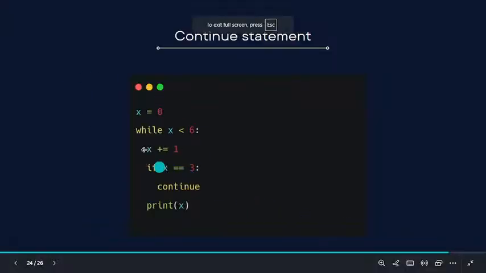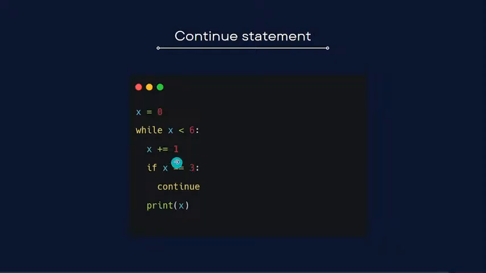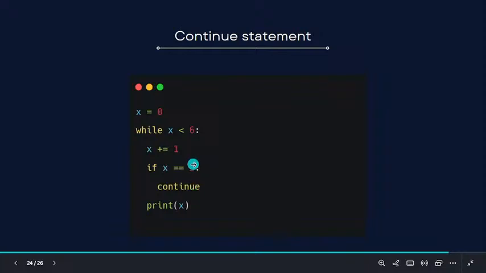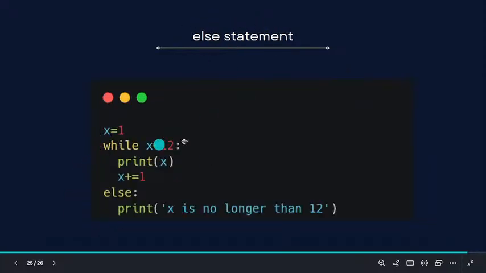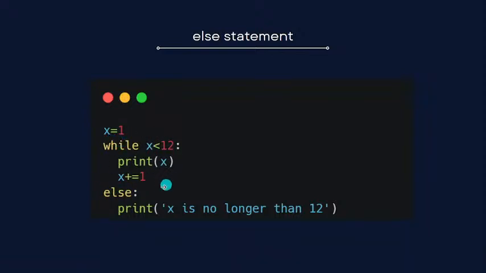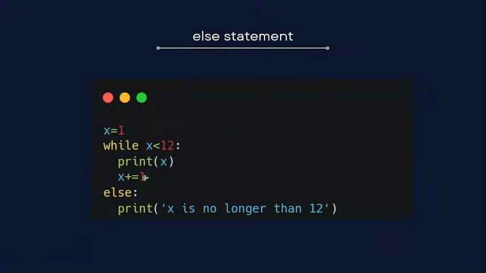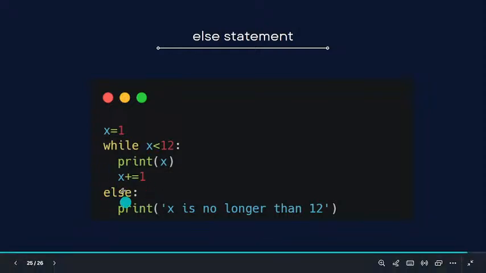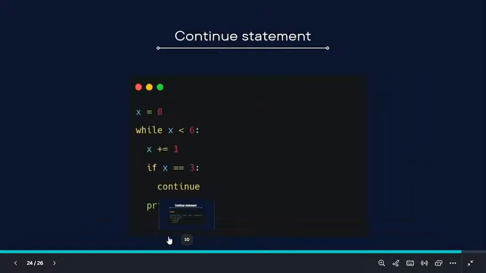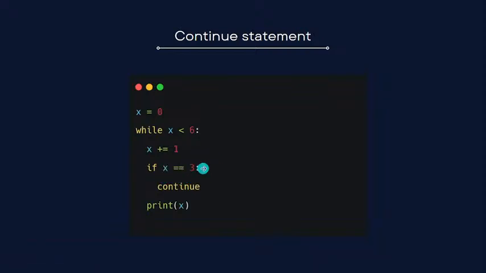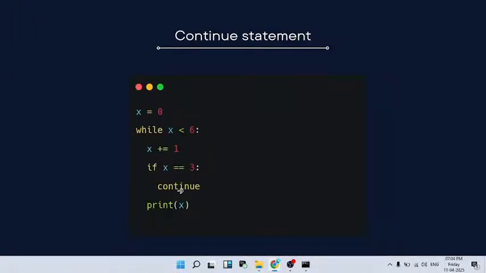What will happen when you use continue: it will skip only this number 3. So after that we print x. If 3 matches, only 3 will be skipped and all other numbers are printed. And else is used with the while loop: when the while loop is finished, the else block also works automatically, and prints that x is no longer than 12. When the whole while loop is finished, after that the else block works. This is how the else block works. Okay, the continue just skips the 3, just skips the number we mentioned. Understand?